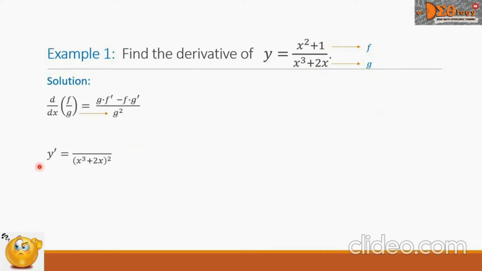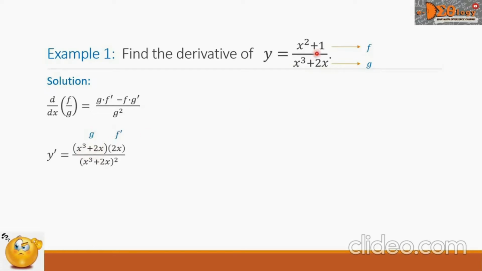So writing now the derivative, let us begin with squaring our denominator. So we write here the square of the quantity x cubed plus 2x. And then let's begin with writing the first product. And this is g times f prime. So we write here x cubed plus 2x, that is the g, times the derivative of f.